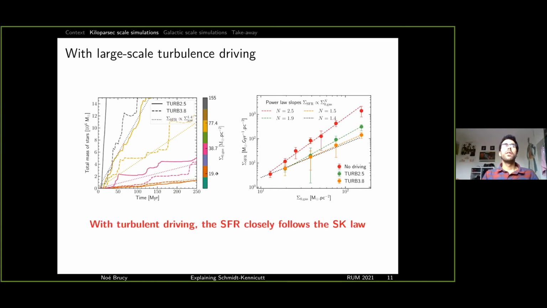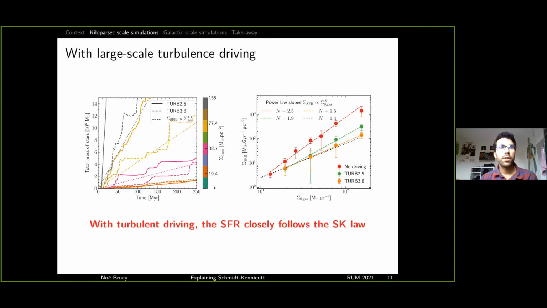That doesn't mean that the turbulent driving from large scale is the only solution, but it may explain why there is such a difference between what we see in our feedback only simulation and the Schmidt-Kennicutt law.